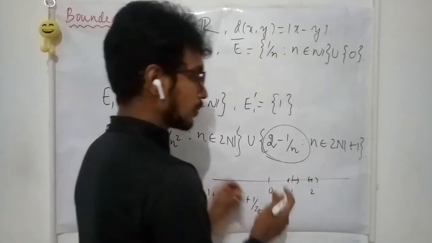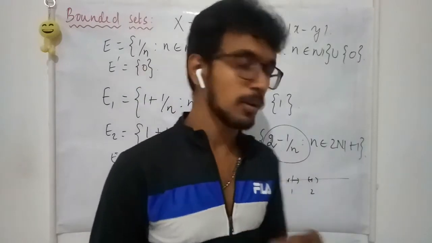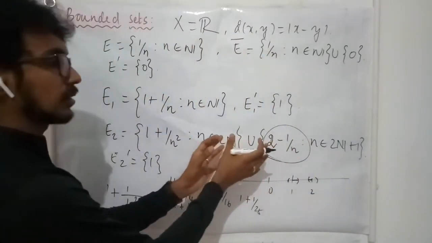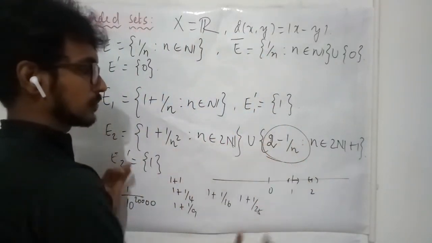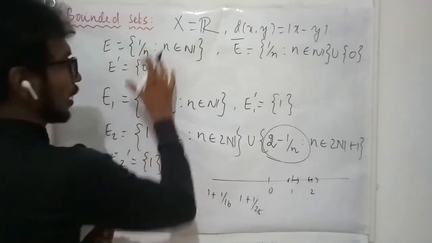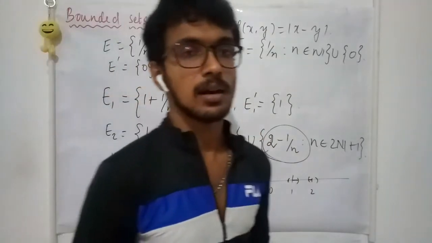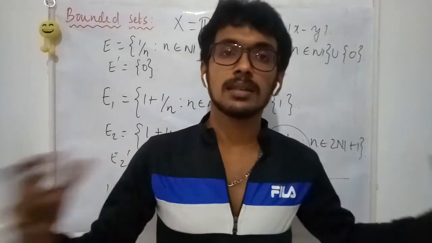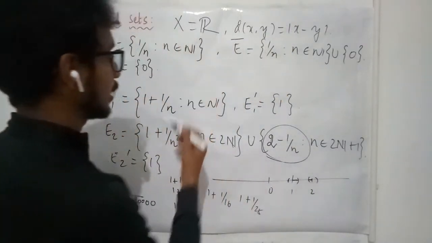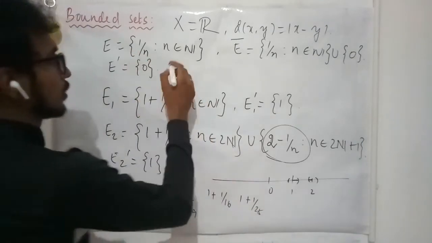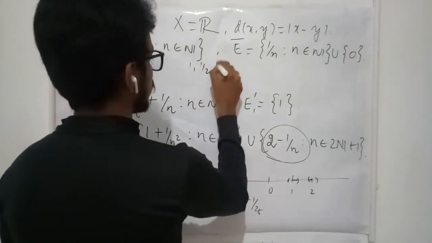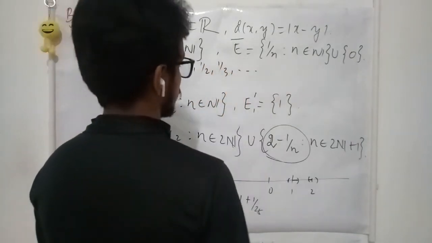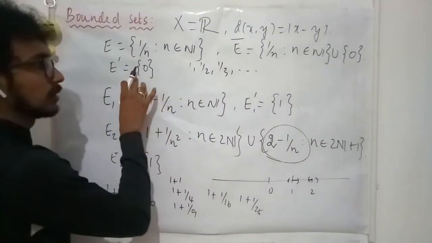But still I am getting some point which is inside this set. Okay, here the examples that we considered are all infinite as well as bounded. How am I saying these are all bounded? Let us try to explore one by one. Here 1 upon 2, 1 upon 3, and it goes this way. Okay, and the limit is 0.